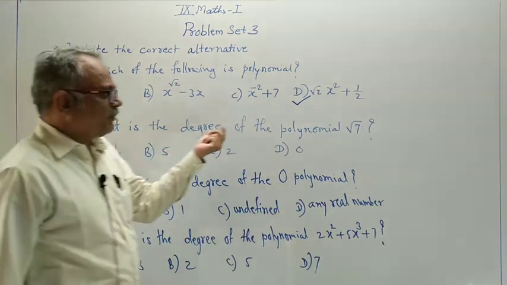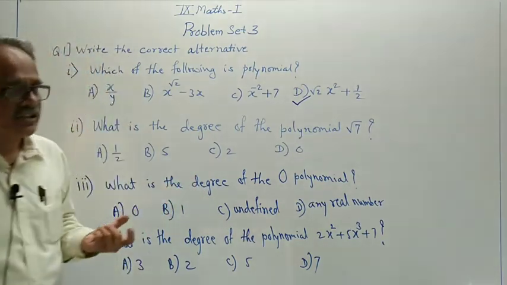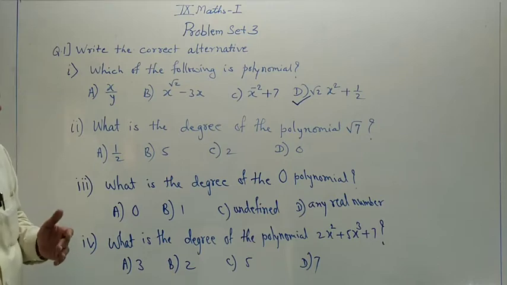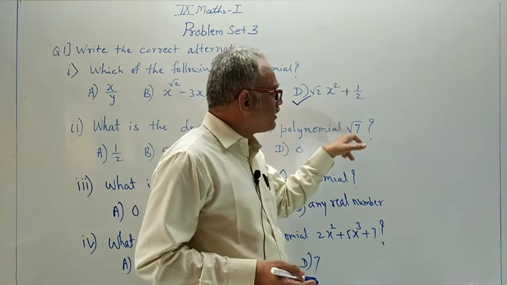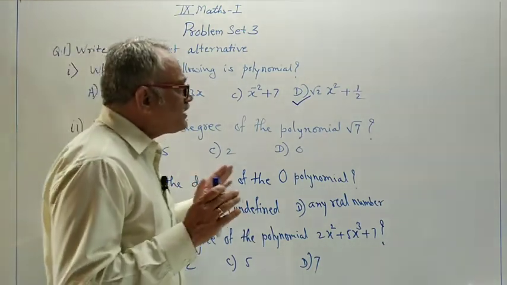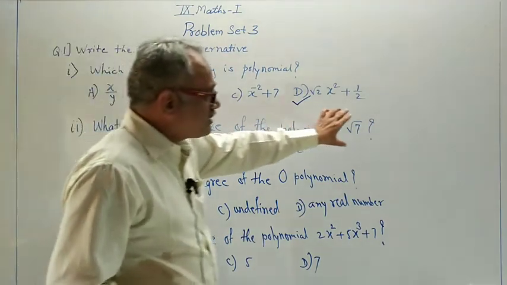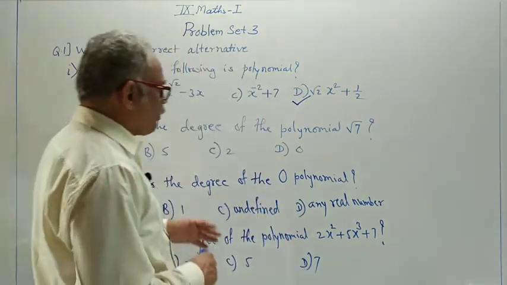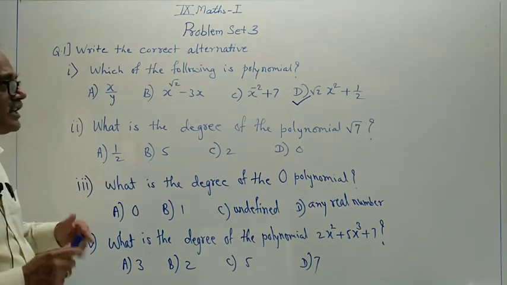What is the degree of the polynomial root 7? While writing the degree of polynomial root 7, many students make a mistake. Why? Because just now you learned the third lesson, in which the degree of the surd, the nth root of a, is n. But in a polynomial, degree is the maximum index of the variable. Root 7 is not the variable, root 7 is a constant term. And if it is a non-zero constant, then its degree is 0.